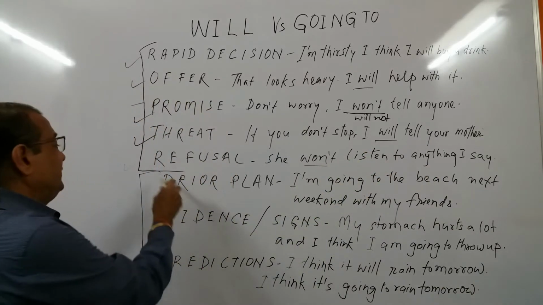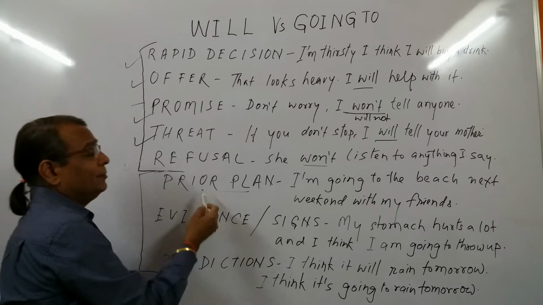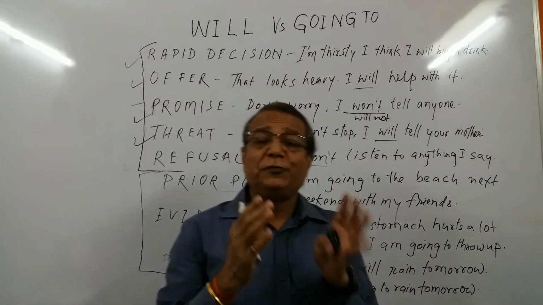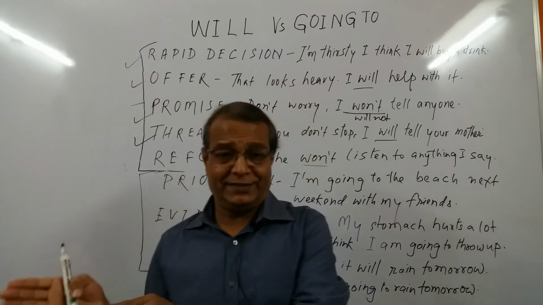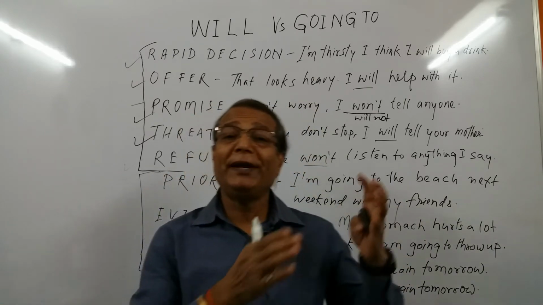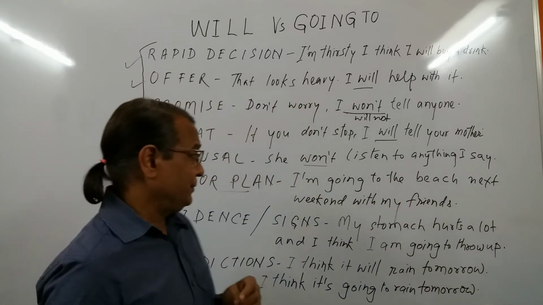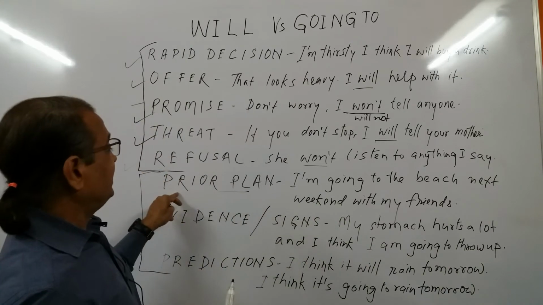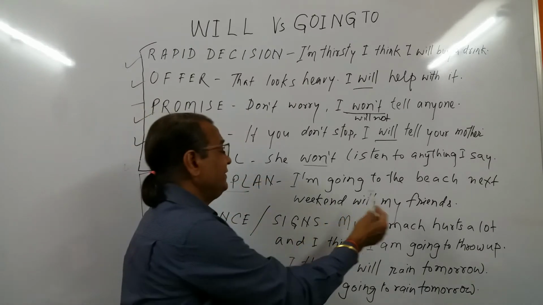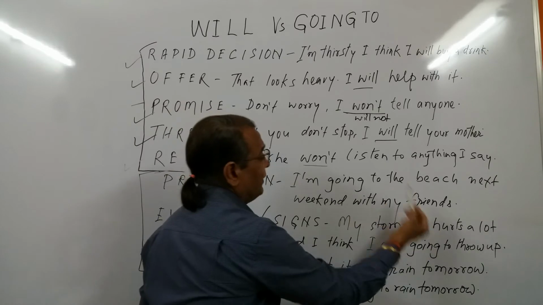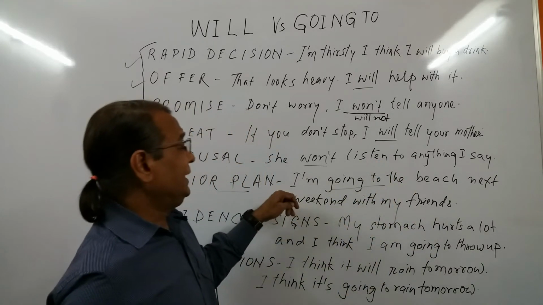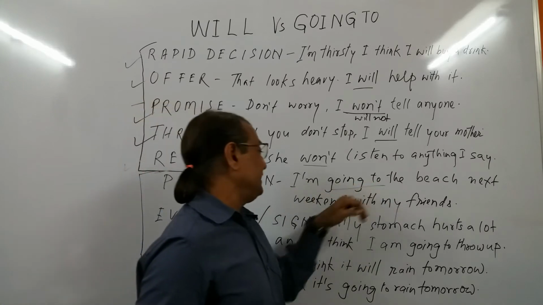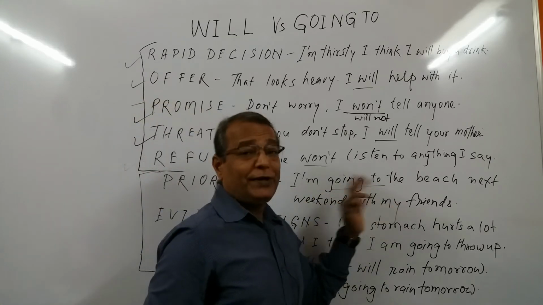Here the situation is changing. Prior plan means that at the moment of speaking, you have already planned that thing. When you have planned something, you use going to. Here it is written, I'm going to the beach next weekend with my friends. You are using going to here.